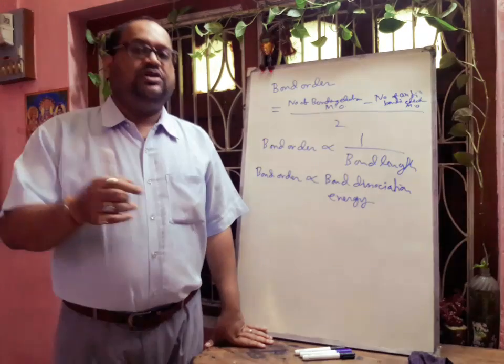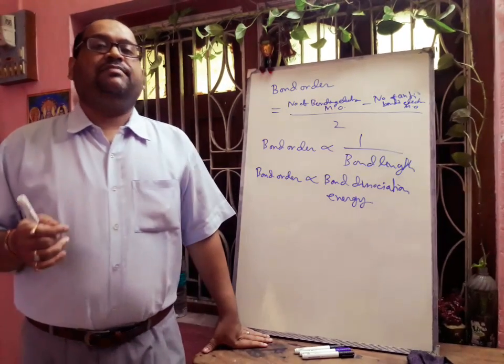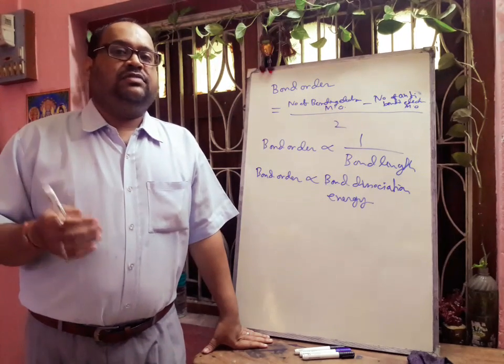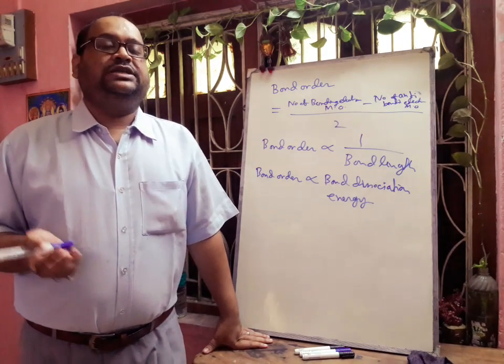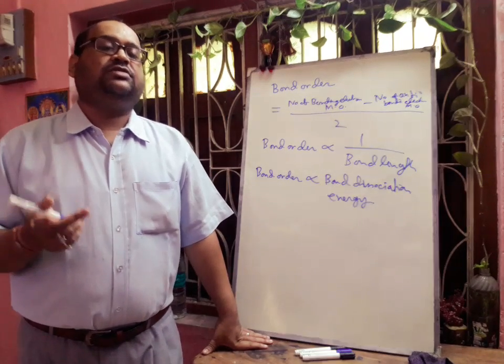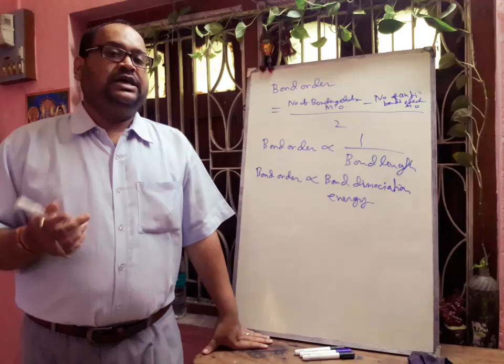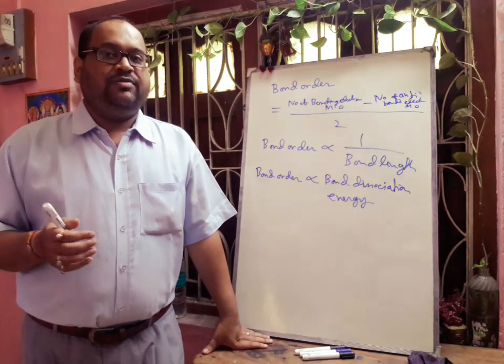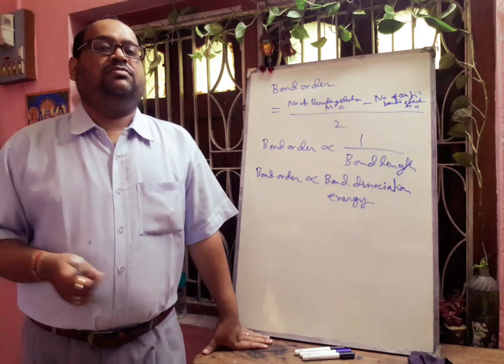Bond order is also useful to calculate the number of covalent bonds between atoms in a molecule. If the bond order is 1, that means a single covalent bond. If the bond order is 2, between two atoms, that is a double covalent bond. If the bond order is 3, that means a triple covalent bond. So bond order in a molecule is equal to the number of covalent bonds.